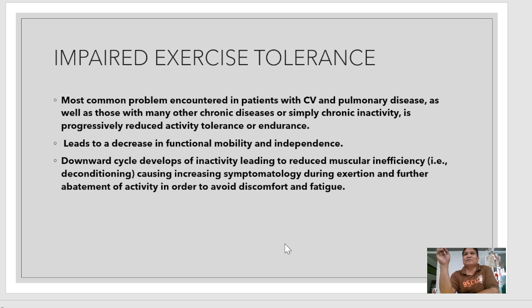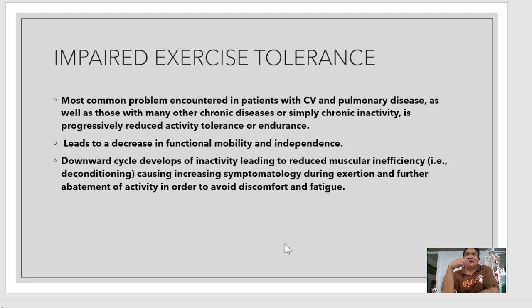So that's why, as a PT, we need to consider that. But of course, if the patient sees that you are a good PT, whether they are done or not, the next time they have another problem, they will come back to you, right? So this leads to a decrease in functional mobility and independence.